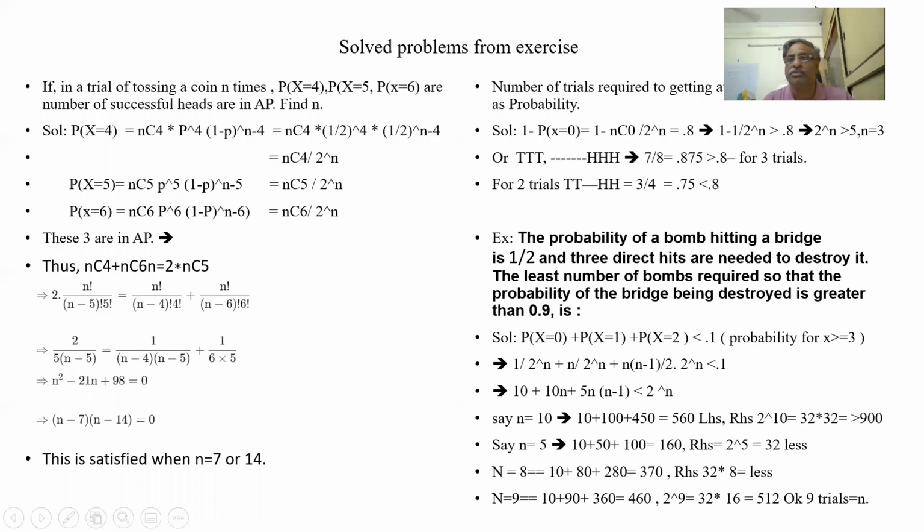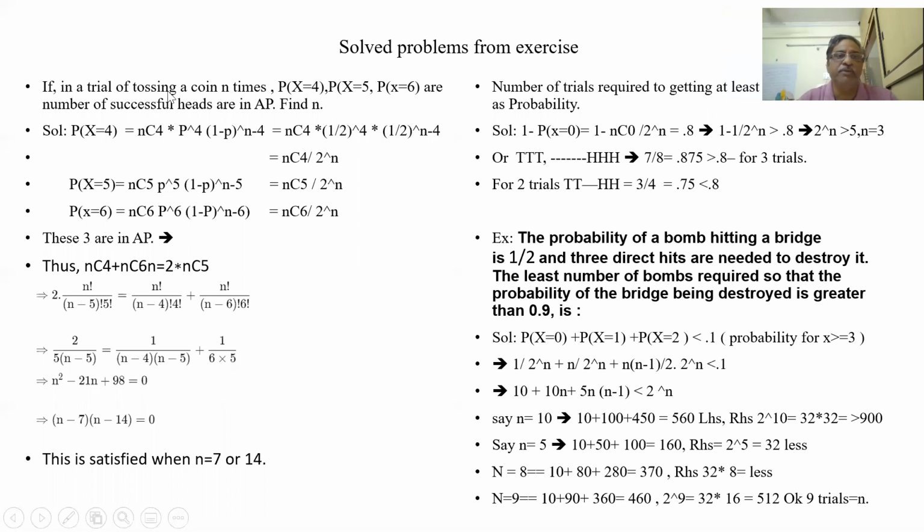So let us see some solved problems of the exercise. If n trials of tossing a coin took place, the coin is fair. Find n if the numbers of heads 4, 5, 6 are in AP. Now we know the probability for getting 4 heads out of n trials is nC4, p to the power of 4, q to the power of n minus 4. Here both are 1 by 2, so 1 by 2 to the power of n will come.